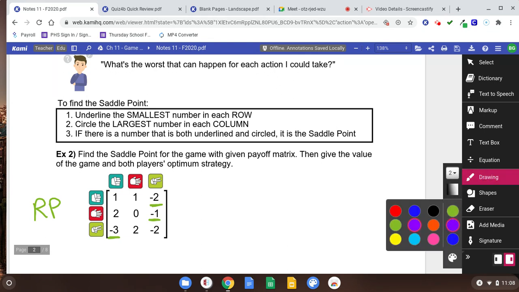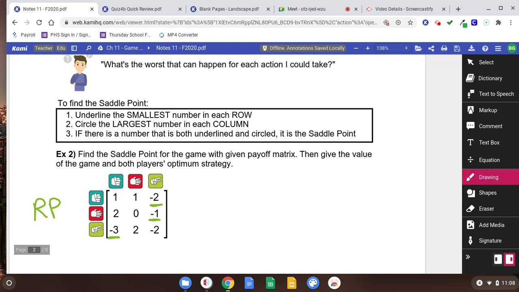I think it's kind of difficult sometimes when you have to switch back and forth between the row player likes big numbers and the column player hates big numbers. But it says circle the largest number in the column because this number right here is the worst outcome for the column player. That means that column player loses 2. And this means the column player loses 2. And this means the column player wins 1. So remember, you got to reverse your perspective when you're switching from a row player to the column player. Number 3 says, if there's a number that's both underlined and circled, that's the saddle point.